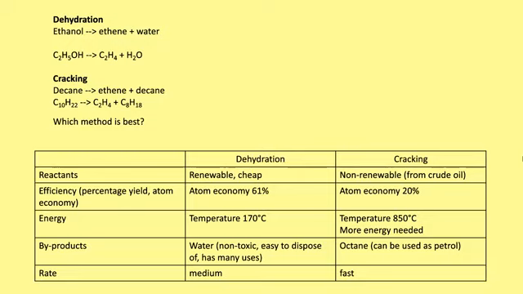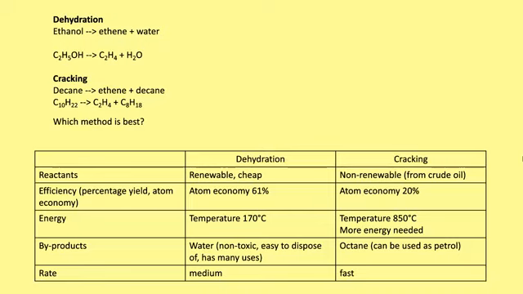In terms of byproduct, the dehydration of ethanol just makes you water. Now, water is a great byproduct to have, because not only is it non-toxic, it's easy to dispose of if you want to get rid of it, but it also has many uses. So it's used as a solvent in a lot of industrial processes. So it could well be just kept and used in another industrial process.